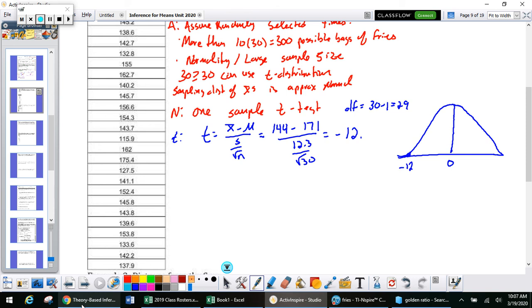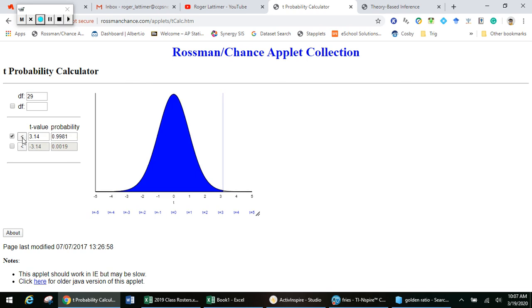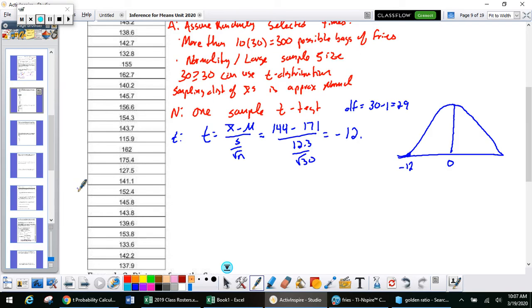Okay, so I need to go grab my p-value. And again, I'm going to show you the long way here, and then we'll come back and show you the fast way. So if I go with 29 degrees of freedom, and we do less than negative 12, my p-value is basically 0. We can see that's way over here, so far away. So the p-value is 0. Wow. So that means it's almost impossible to get this sample mean if it was 171 grams. Does that make sense, though? Look how far away 144 is from 171. It's a long way away.